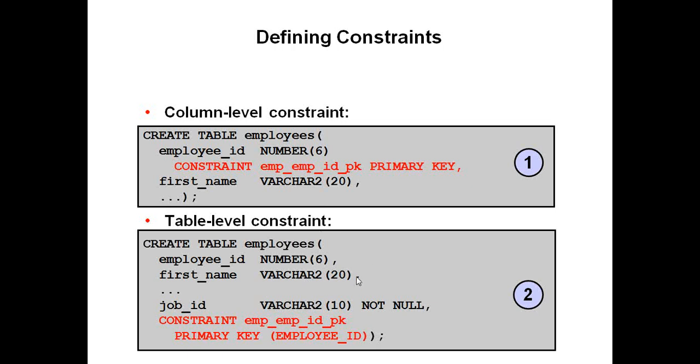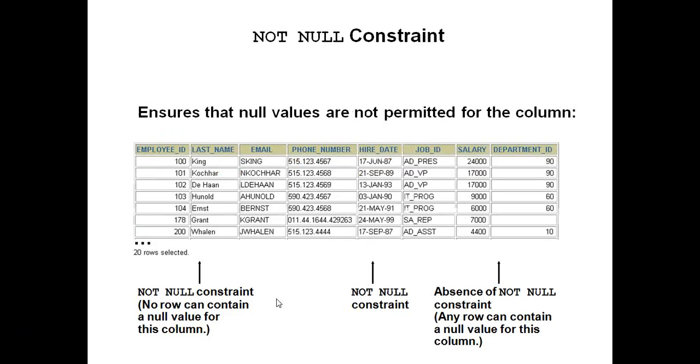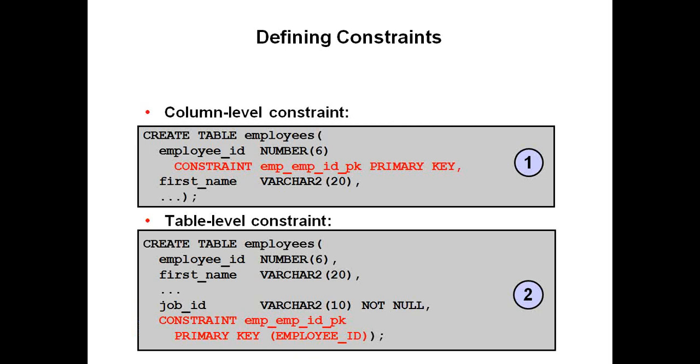Now what happens in table level is you will be writing the create table syntax and you will be defining all the columns that you want in that particular table, like employee ID, first name, etc. So you will be writing down all the columns, their data types and the values, and at the end of the table you will be declaring the constraint. Like what you can see in the second example on the slide. So these are the two ways to define a constraint.